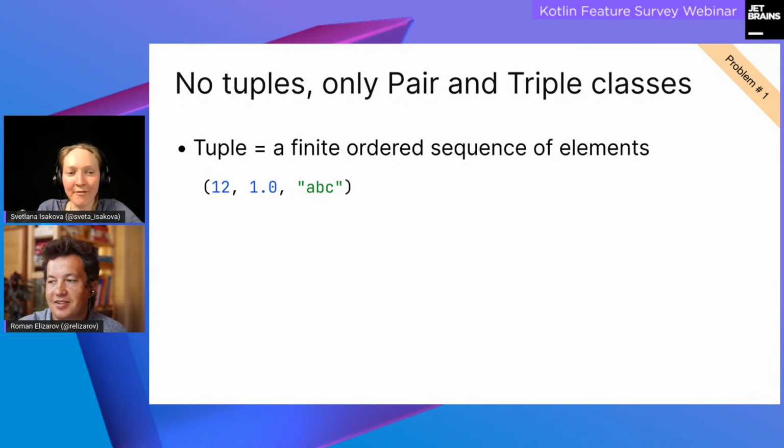So it is just a finite ordered sequence of elements, and in many languages you can define it with some literal, and it represents just a finite collection, a sequence of elements, and that's it. And in Kotlin you have Pair, you have Triple. But they are library classes. It's not built-in syntax, and it's not that they work for more than 2 or 3 elements. So this is the first problem. The general request to support tuples in the language has existed for many years now.